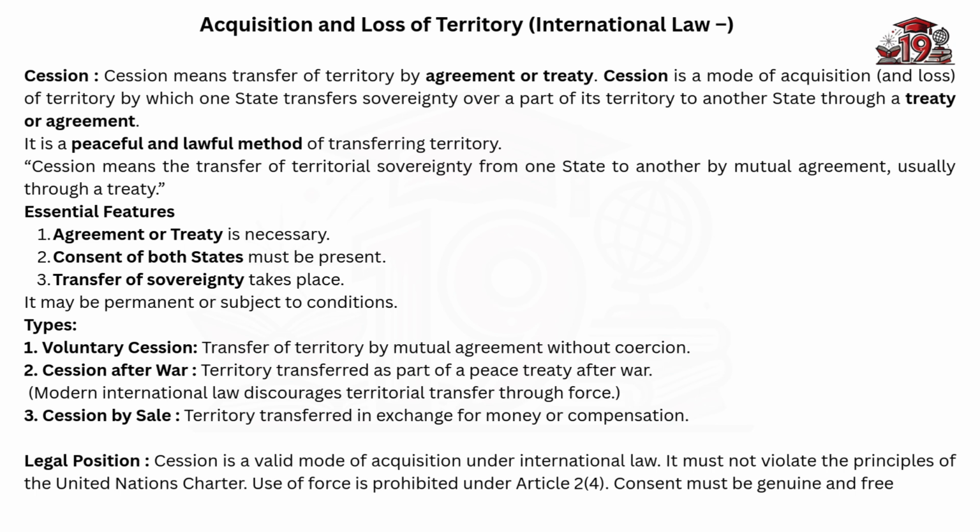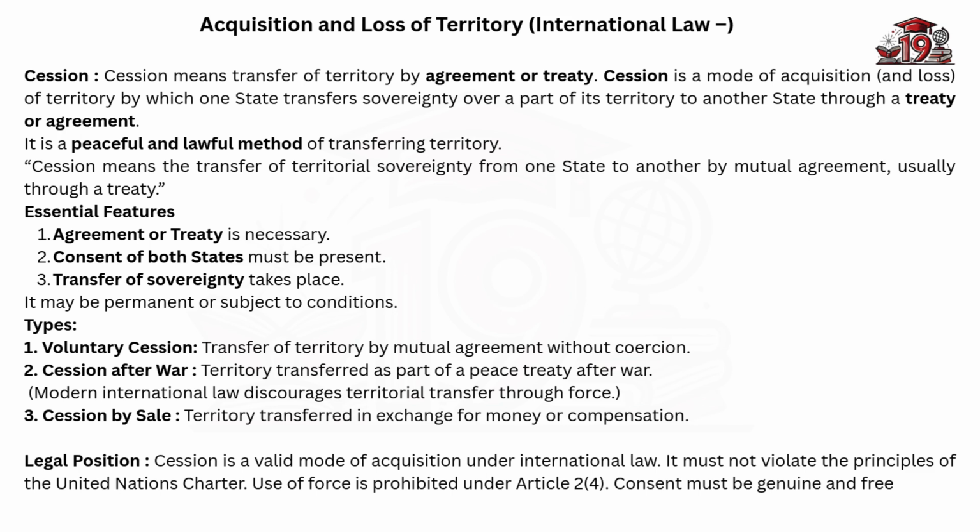Cession. Cession means transfer of territory by agreement or treaty. Cession is a mode of acquisition, and loss, of territory by which one state transfers sovereignty over a part of its territory to another state through a treaty or agreement. It is a peaceful and lawful method of transferring territory. Cession means the transfer of territorial sovereignty from one state to another by mutual agreement, usually through a treaty.